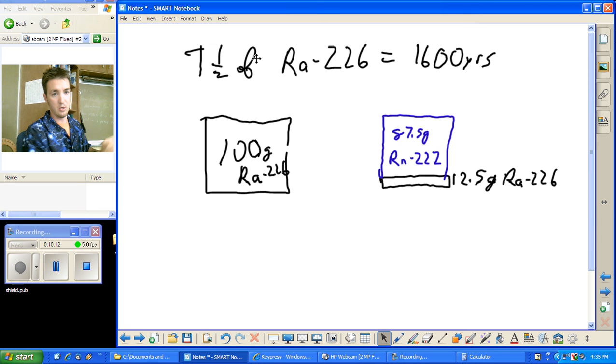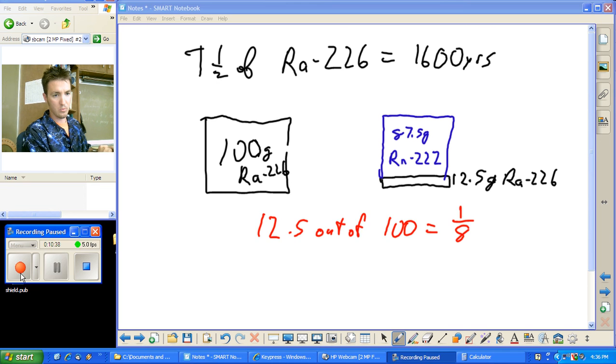So we have the half-life of radium 226 is 1600 years. So we originally had 100 grams of it. We end up only having 12.5, and the rest of it turns into radon 222. So step 1, just like you did last time. So see if you can work this guy out. If you need a little help at the beginning, you should realize 12.5 out of 100 equals 1/8. So from there, keep working your steps.